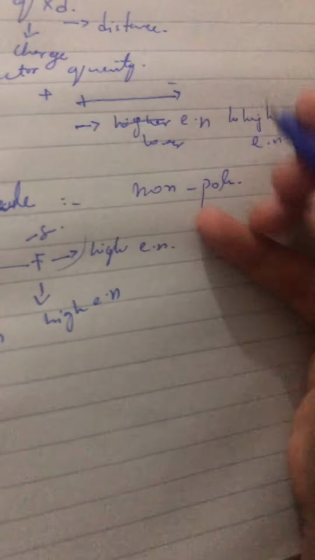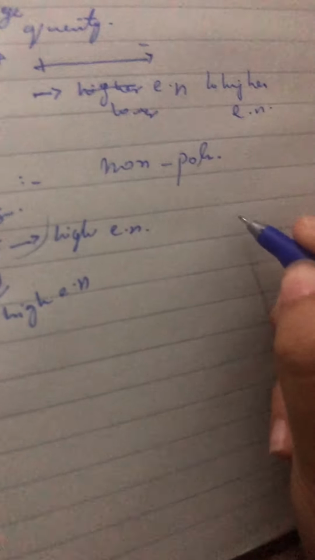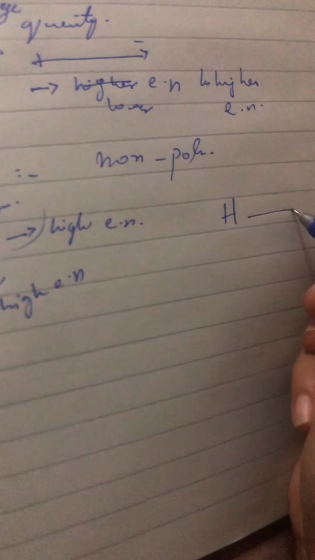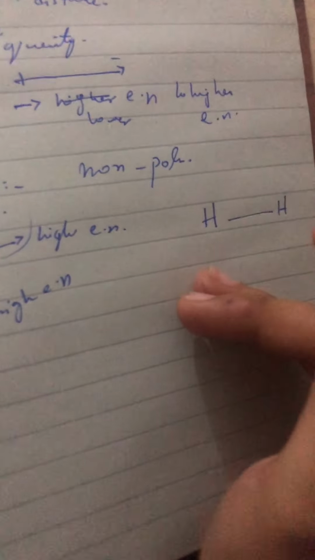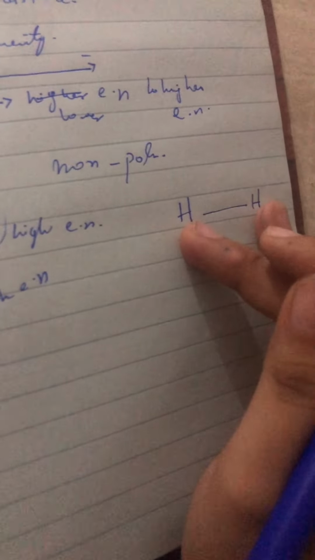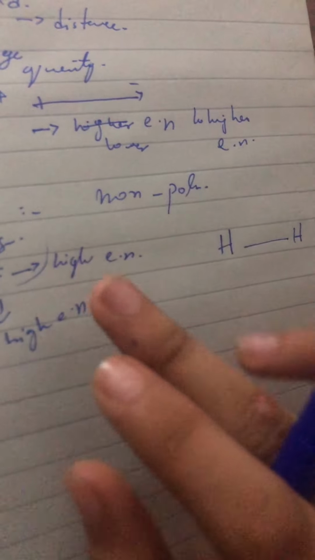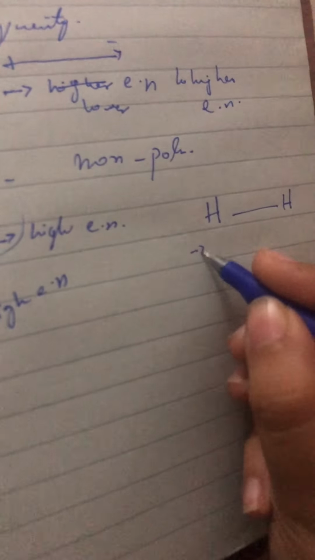Now if we talk about the non-polar, for example, we are having hydrogen and hydrogen, H2, right? These both are the same, these are homoatomic molecules, so there will be no partial charge because these both have the same force of attraction.